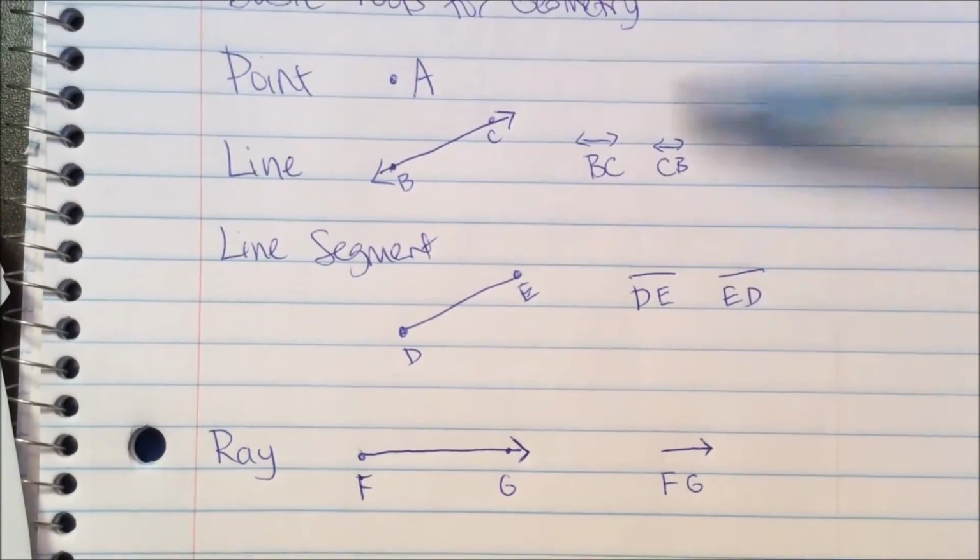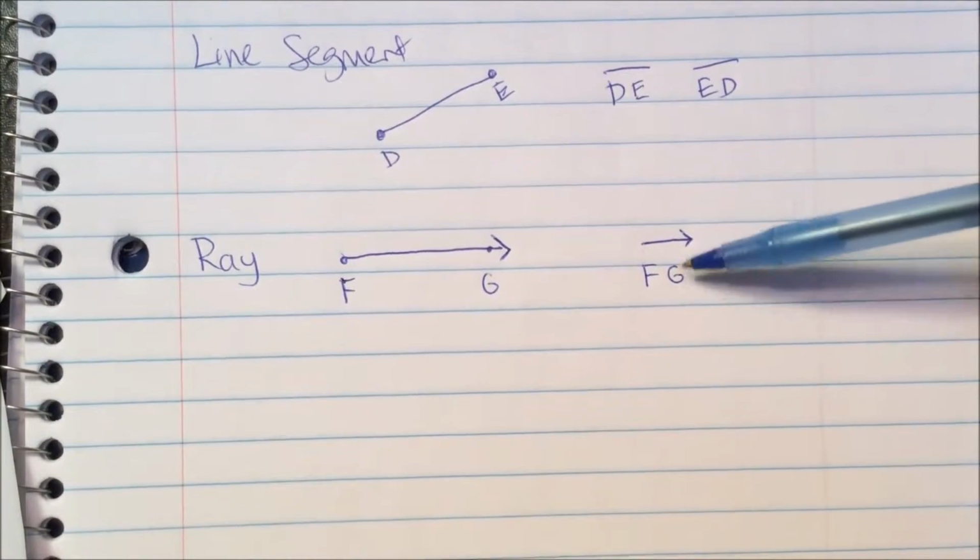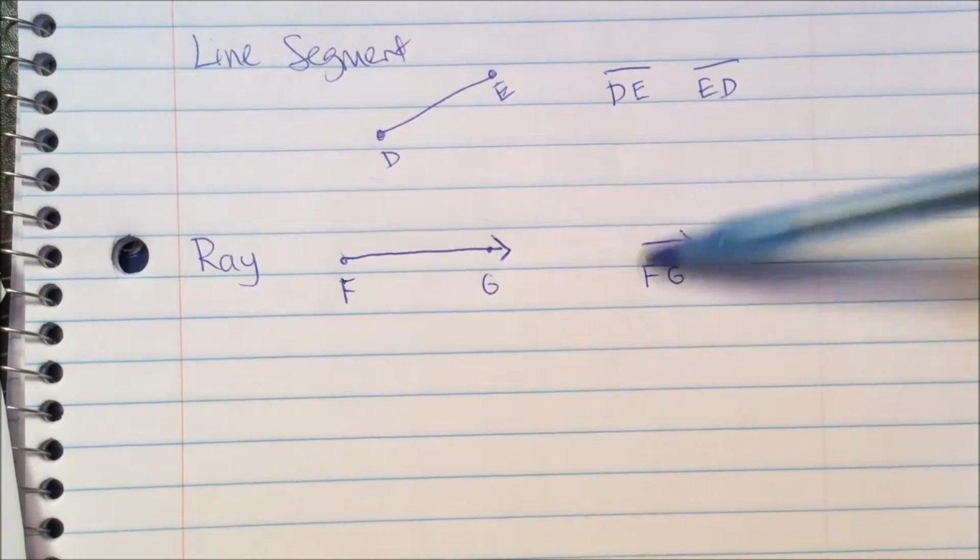So notice how, so far, the line and line segment had 2 names. Rays don't have 2 names. They only have 1.